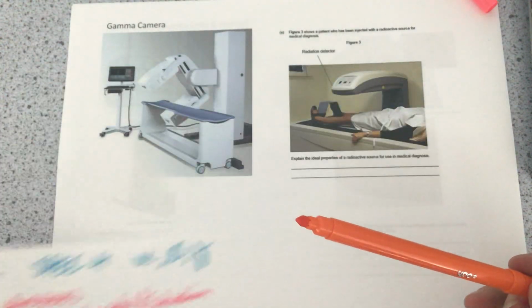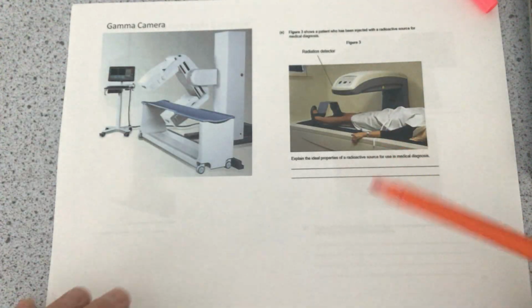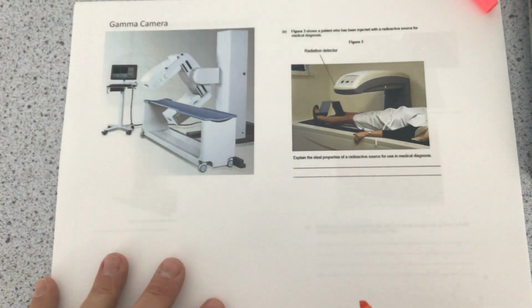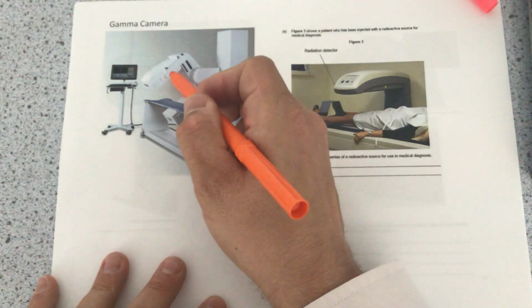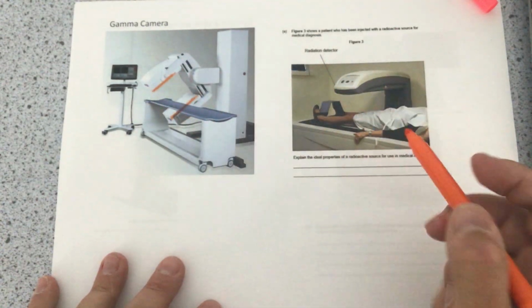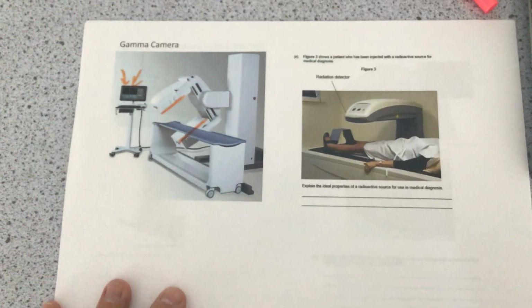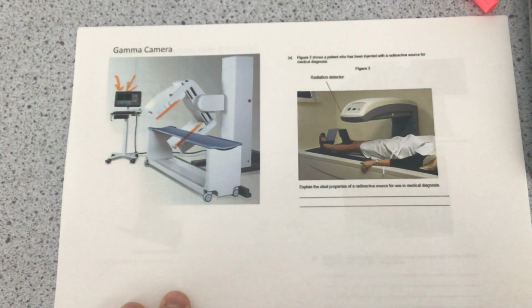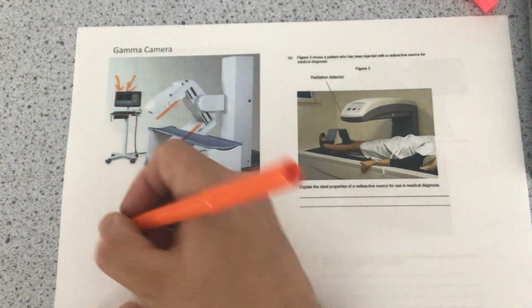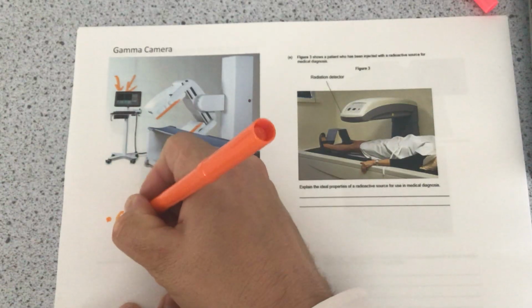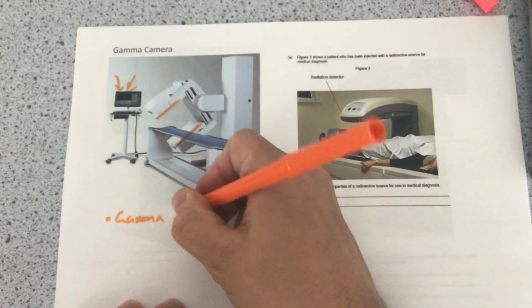Then we get onto specific uses of radiation. So this here is a gamma camera. And this is basically a detector that is designed to detect gamma radiation. It produces images, and those images will show on that screen there. Now, in order to detect gamma radiation, somebody would have to have a source of gamma radiation injected into their body.